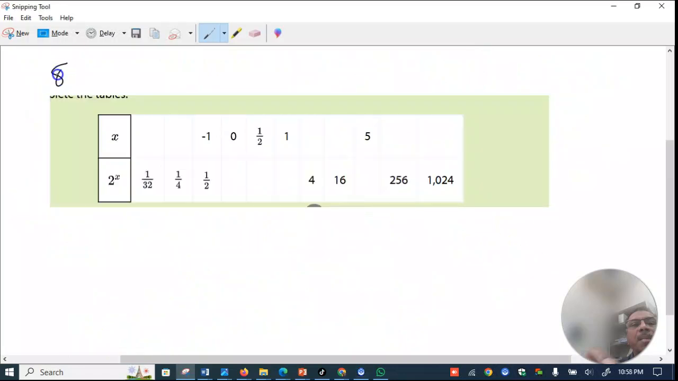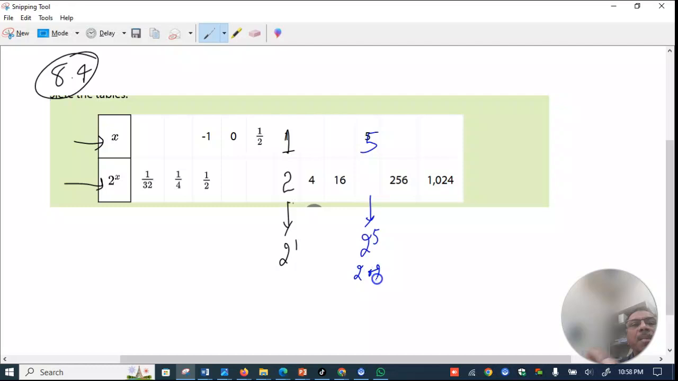So this is the 8.4 task, and you can see they give you the input is x and the output is 2 raised to x, so the base is 2, and you're supposed to fill the blank spaces. So we'll start with the easy one here. There is a 2 raised to 1. This means the answer should be 2 raised to 1, and 2 raised to 1 is 2. Okay. And then there is a 5 here. What does this mean? It is 2 raised to 5. It means 2 times 2 times 2 times 2.